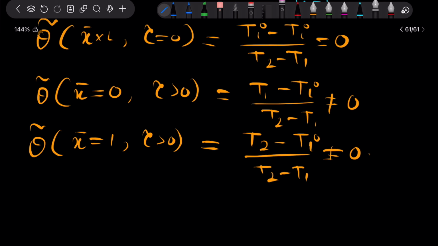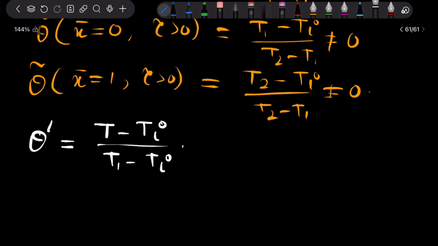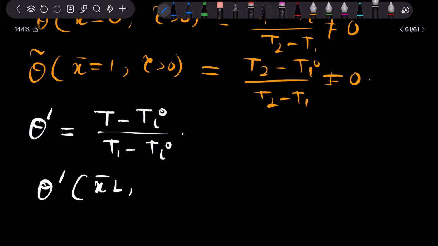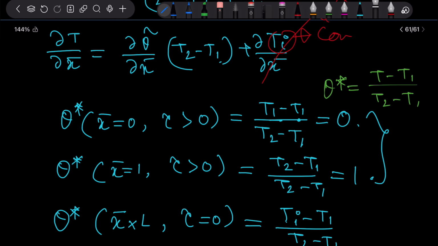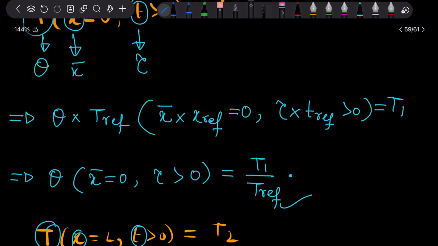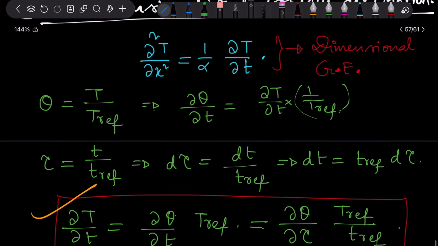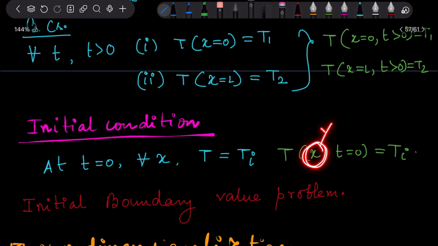Again, you can explore another non-dimensionalized variable, maybe theta prime, that is t minus ti by t1 minus ti. You will find that here my initial condition will be, okay, let me just write it, at any tau equal to 0, sorry. Okay, so actually this is not the correct representation. I should have written the range of x here. There is a small mistake in representation. I apologize for that, but I don't want you to take that mistake with you. The moment you write only x here, that is not a correct representation.